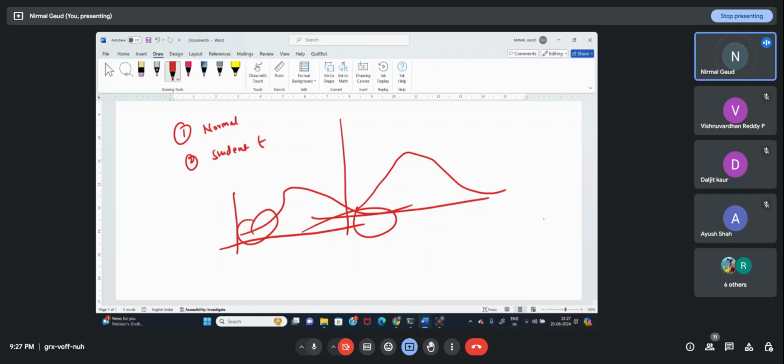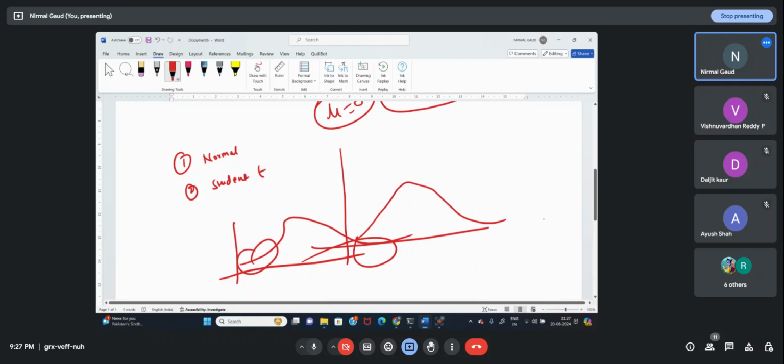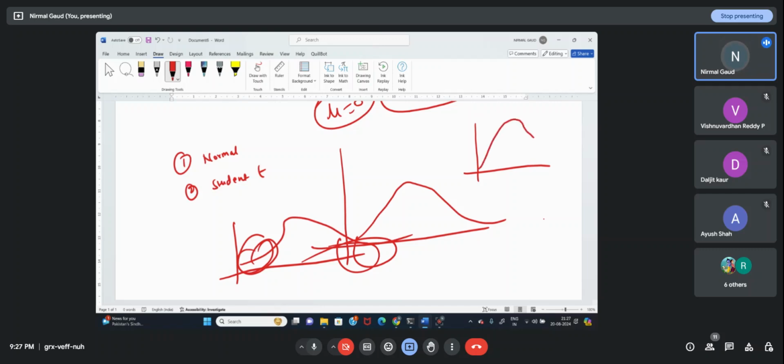The difference is in terms of structure, I told you heavy tails. This is the difference. In normal, the peak will be a bit more, while in the case of student T, the tail will be more. Heavier tails.